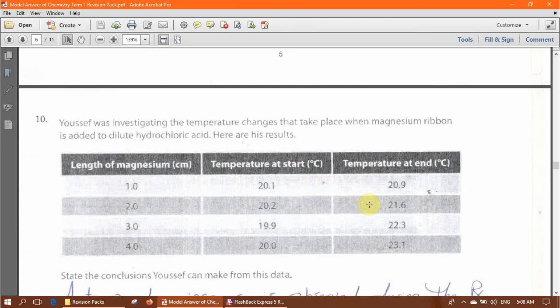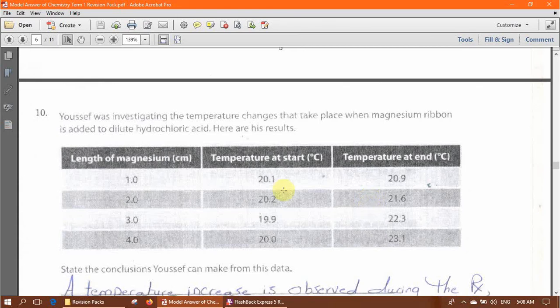Because the temperature increases, this means that the reaction gives out heat, and this means that the reaction is exothermic. So this is the first mark. The second mark, you have to say that as the length of the magnesium ribbon increases, the temperature rise will increase too. Don't say that the temperature will increase. The temperature increases in all the cases, but the rise will increase when you increase more the length of the magnesium ribbon. So when you use a longer magnesium ribbon, the temperature rise will increase.